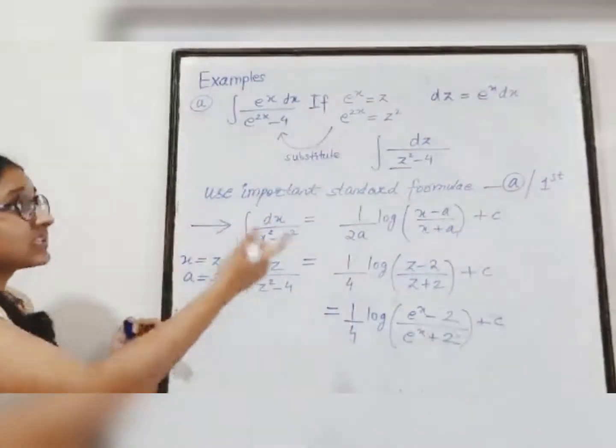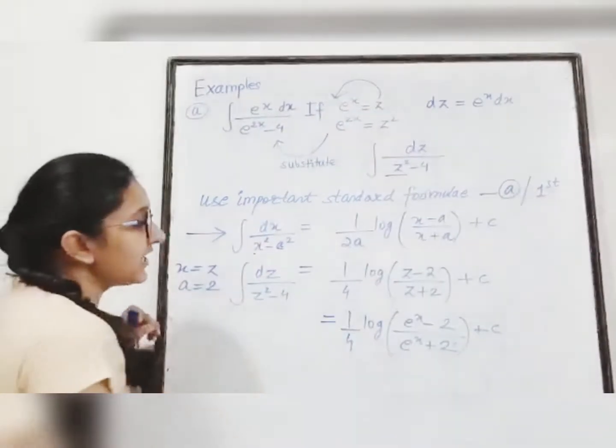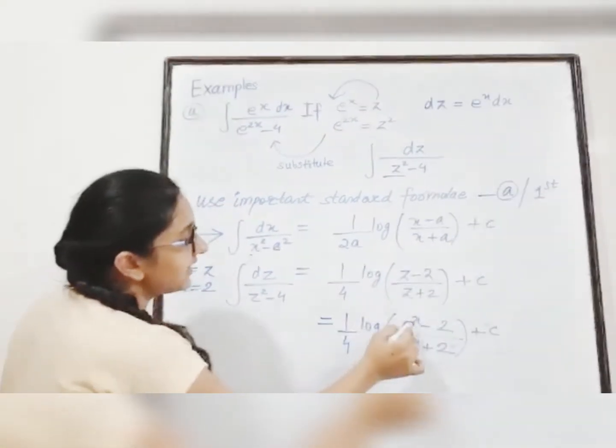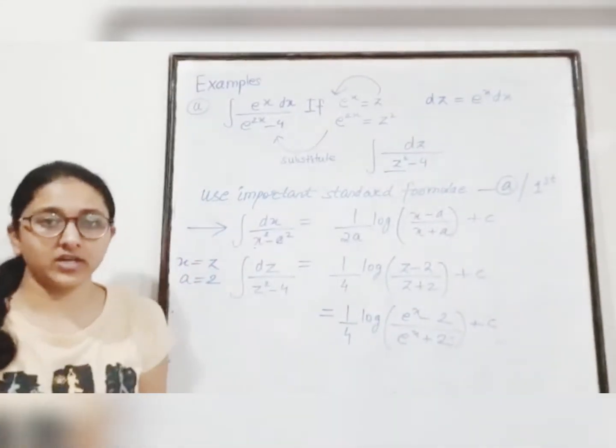But we know, we substituted earlier that z is e to the power x. So we retain 1 by 4 log of (e to the power x minus 2) upon (e to the power x plus 2) plus the constant of integration.